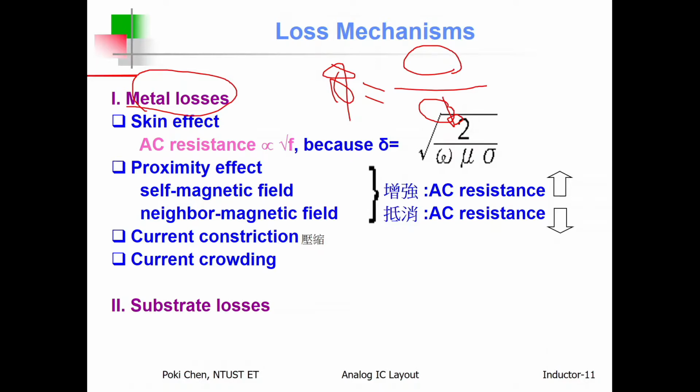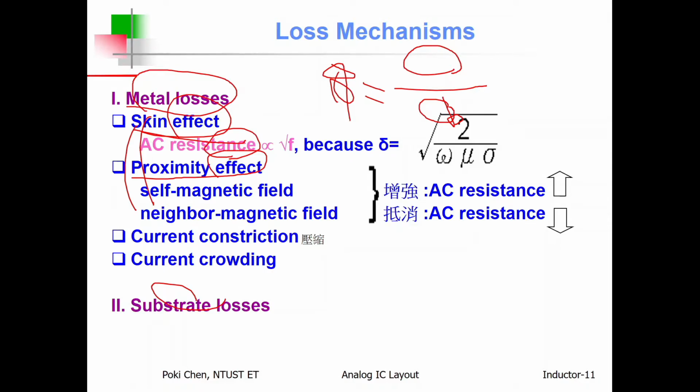According to skin effect, I mentioned already, the higher frequency means the more resistance you need to face. So you need to pay much attention to skin effect, and sometimes also proximity effect. Anyway, I mentioned both in chapter 7 or something for wiring. And the other one is substrate losses.